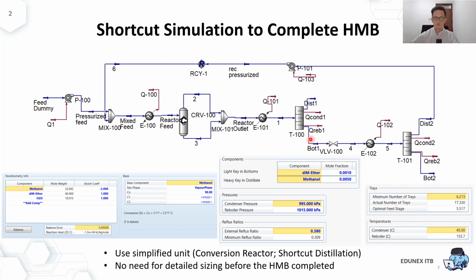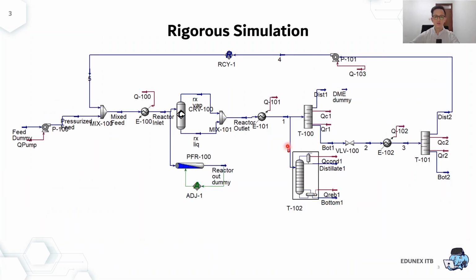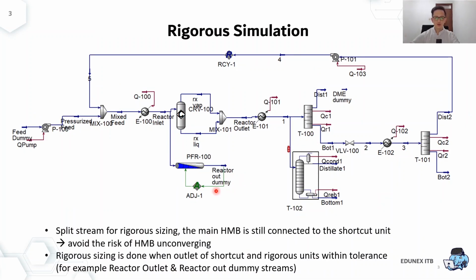So now we have to continue with the rigorous simulation, but we don't have to directly replace the shortcut unit of equipment. In this case I will make a split stream for a rigorous sizing. The main objective is to get the actual dimensions of those units of operation, but the main heat and material balance is still connected to the shortcut unit of operation to avoid the risk of the heat and material balance being unconverged.